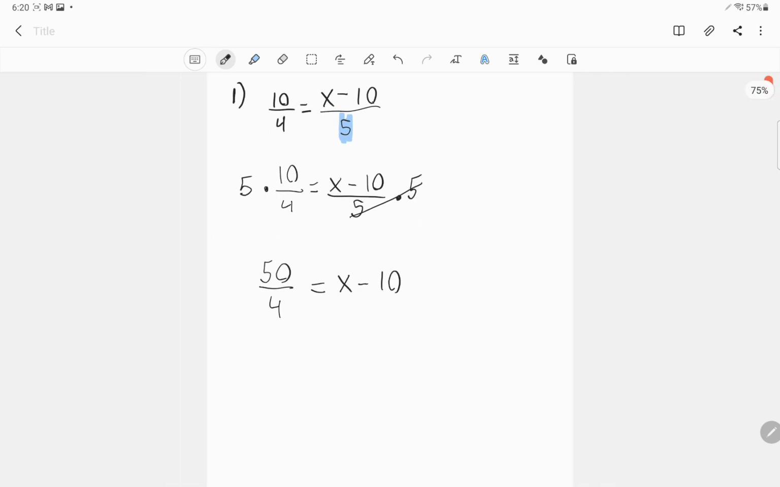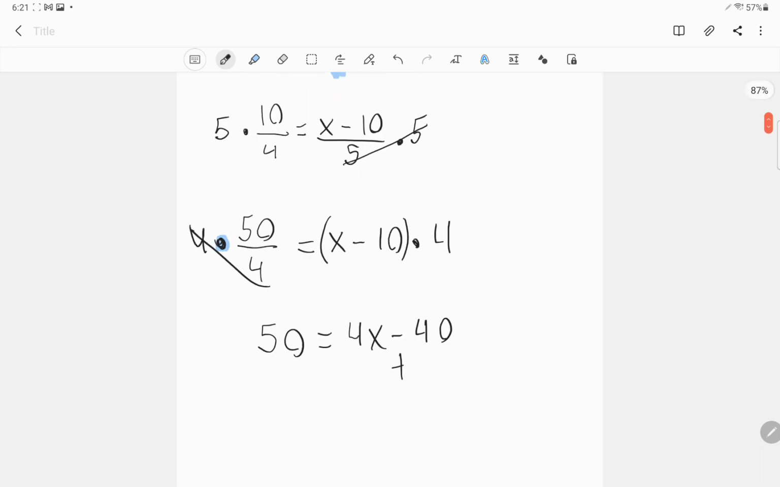Now at this point, I can do something pretty easy just to make it easier on me. You see the fraction that we got, right? We have a fraction, so I'm going to try and move that fraction away. How? Multiplying by 4. It's going to cancel those two out, and now I'm going to have 4 multiplied to the whole entire thing over here. I'm going to have 50 is equal to 4x minus 40.